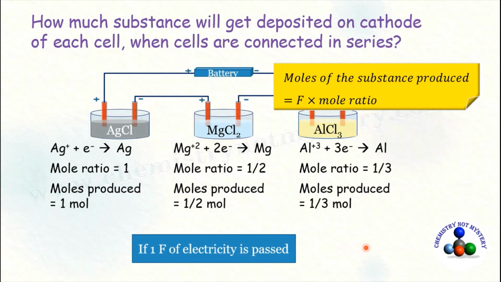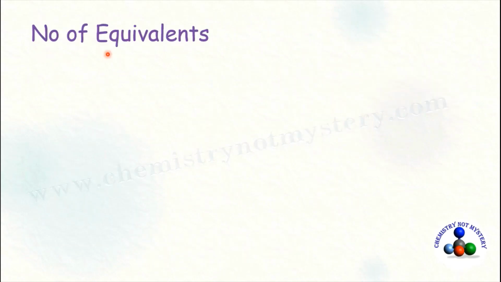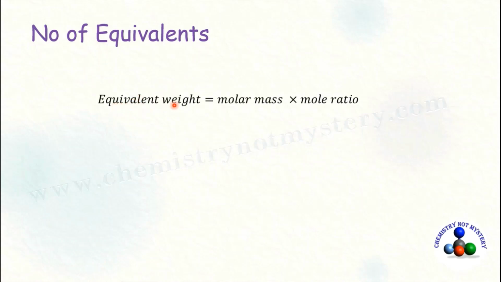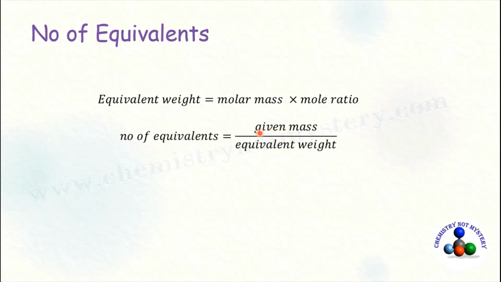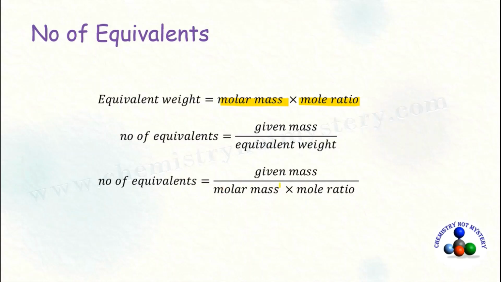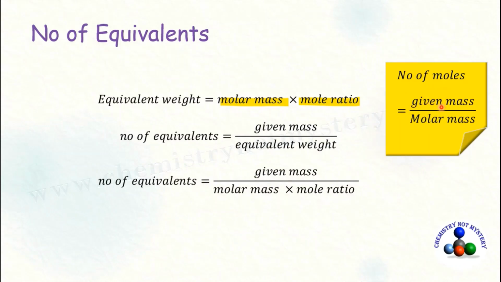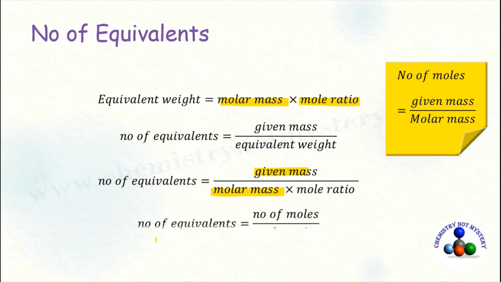Now let's take a short break from here and try to understand how to calculate number of equivalents. You already know equivalent weight is equal to molar mass multiplied by mole ratio. To calculate number of equivalents, you have to divide given mass by equivalent weight. Equivalent weight is equal to molar mass into mole ratio. So when you place the value of equivalent weight in this equation, you will get number of equivalents is equal to given mass divided by molar mass into mole ratio. And we know number of moles is equal to given mass divided by molar mass. So we can substitute given mass divided by molar mass by number of moles. So you will get another equation: number of equivalents is equal to number of moles divided by mole ratio.